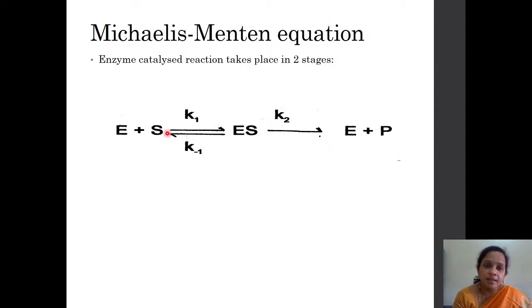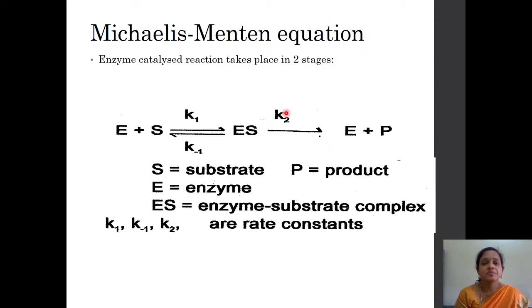Now if you look at it, K1 is an association constant, whereas K minus 1 and K2 are dissociation constants. Just to remember this equation, enzyme and the substrate will form the enzyme substrate complex that will lead to EP. K1 is the association constant because it is combining both of them, whereas K2 is splitting the enzyme substrate complex to E and P, and K minus 1 is splitting the enzyme substrate complex into E and S. So these are called dissociation constants. In that way, when a reaction has to take place, it takes place in these steps.